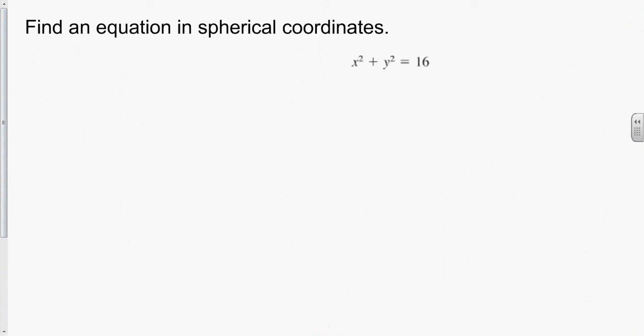But r is not in spherical coordinates, right? Yes, you do get r equal to 4 from here, but this is good for cylindrical. You don't need it for spherical, so you got to convert that. Oh boy, how would you do that? I don't know.